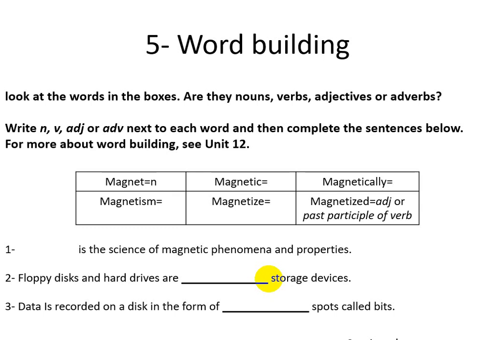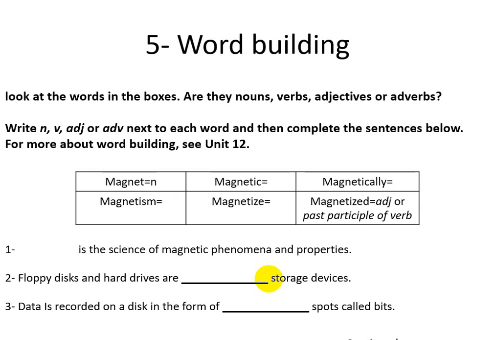Okay, we have a box here. There's so many words in it. They all originate from magnet. يعني تخيل جذر الكلمة في اللغة العربية. Okay, الجذر magnet. What he wants you to do is label them. Are they nouns, verbs, adjectives, adverbs? So what you need to do, you need to write the abbreviation: noun, N; verbs, V; adjective, ADJ; or adverb, ADV. Okay? Next to each word.